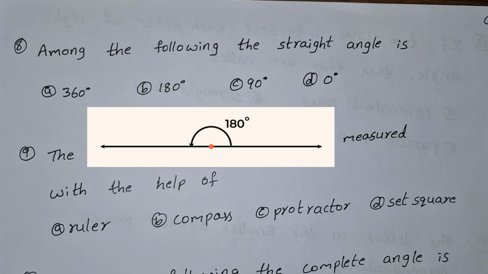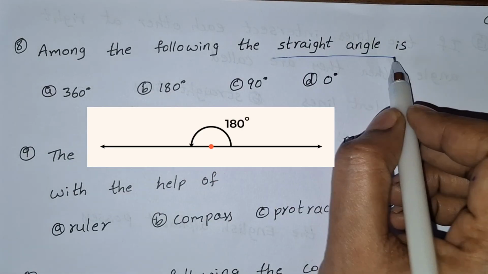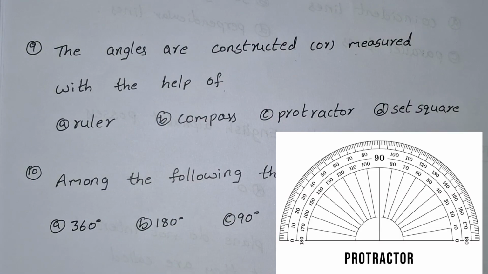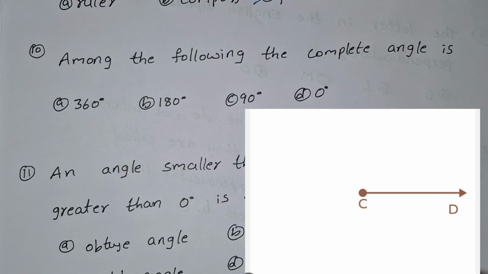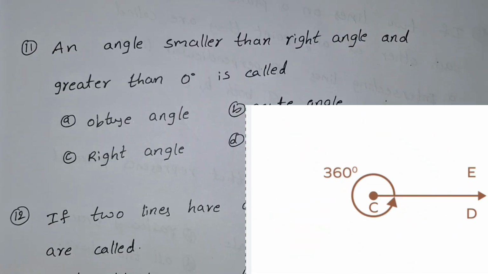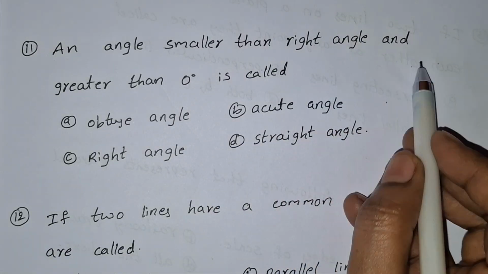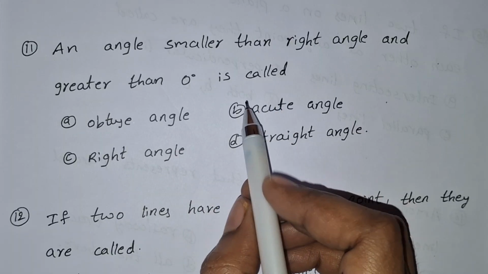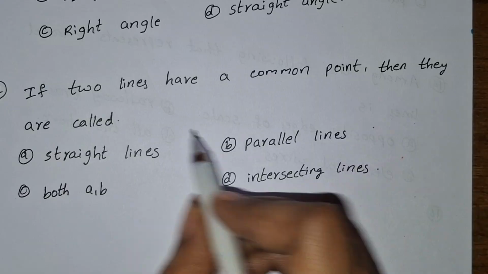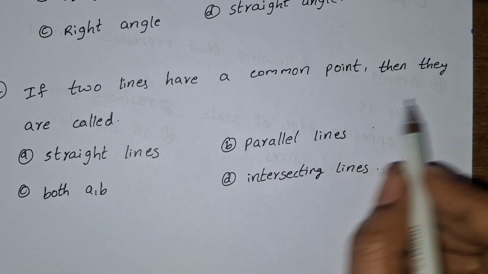Among the following, the straight angle is. Straight angle means 180 degrees. Angles are constructed or measured with the help of protractor. Among the following, the complete angle is. Complete angle, 360 degrees. An angle smaller than right angle and greater than 0 degrees is called, it is acute angle.